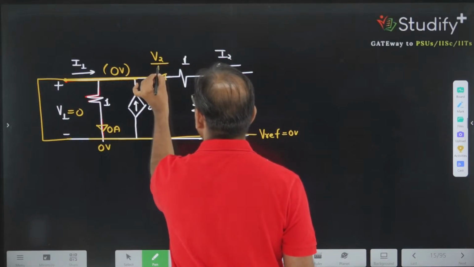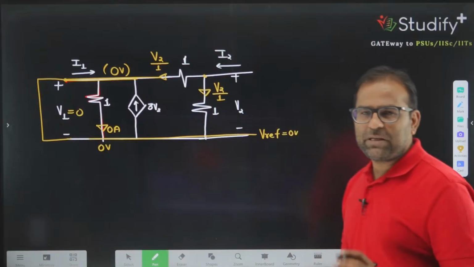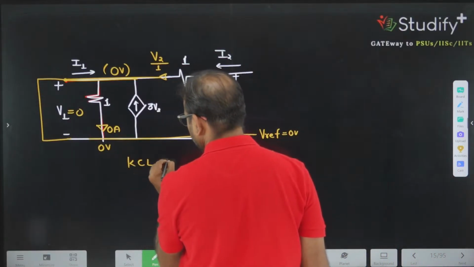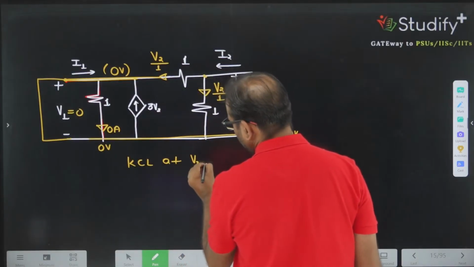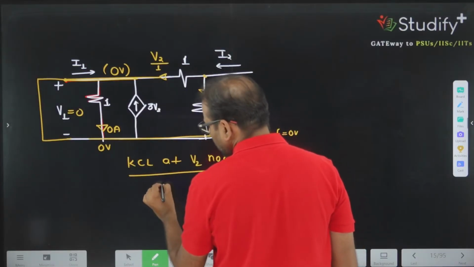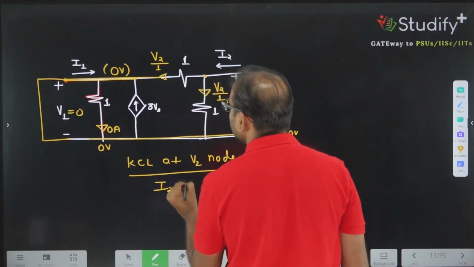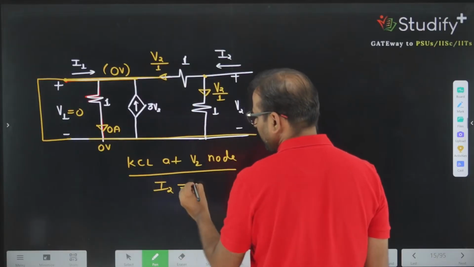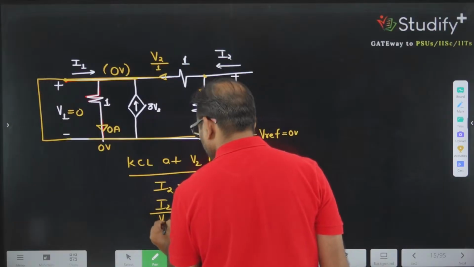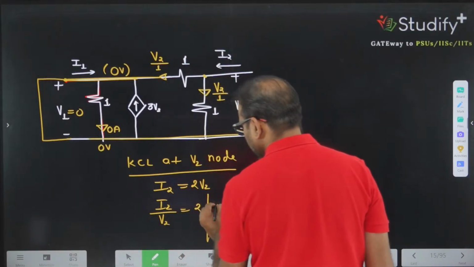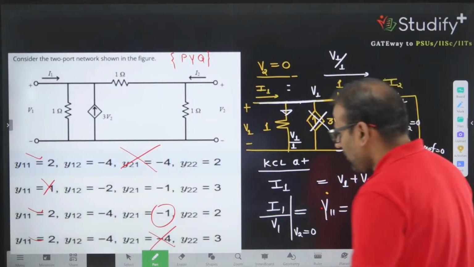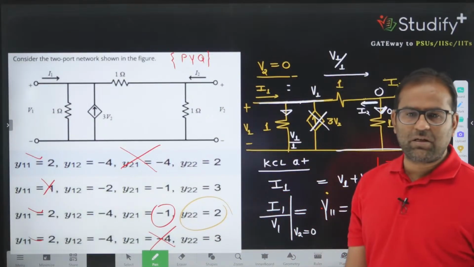Now by applying a simple KCL at the V2 node, we can calculate one of the parameters. Incoming current is I2 and outgoing currents are V2 plus V2, which is 2V2. So the I2 divided by V2 ratio is 2, and that parameter is known as the Y22 parameter. So here Y22 is again 2.